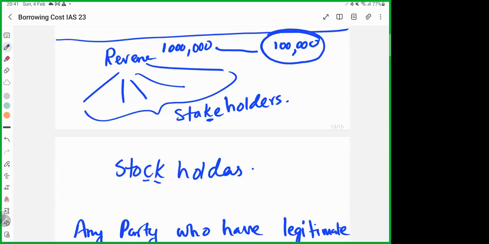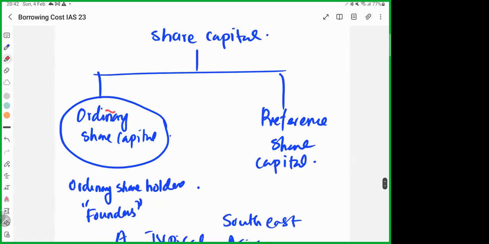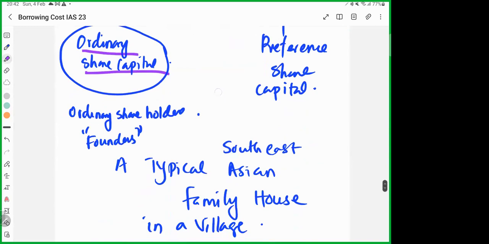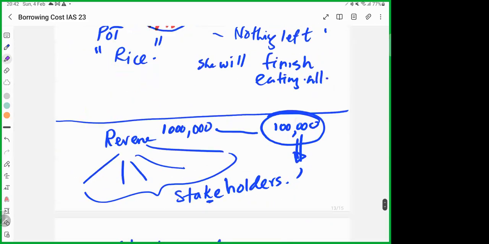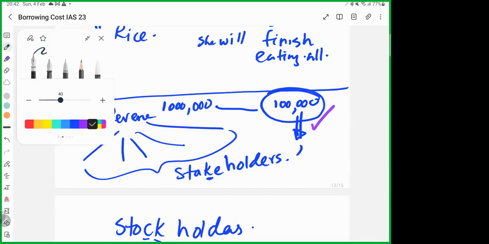Now this 100,000 is the leftover after completely distributing to all the stakeholders. Who will take this? This belongs to the ordinary shareholders who really took the risk. After giving everyone, alhamdulillah, if they had 100,000, they will take all, like the mother.